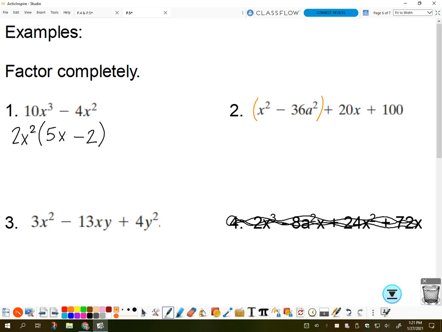Hold on, give me a second and I'll make it work. How about that? Okay, so we're going to change the problem to 9x to the third minus 36x squared plus 20x plus 100. We'll make that minus 100.